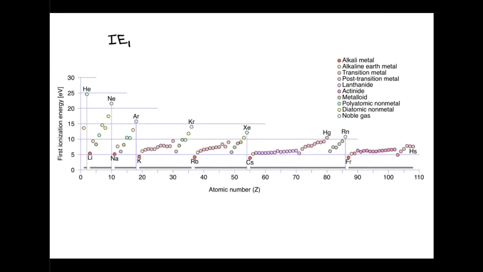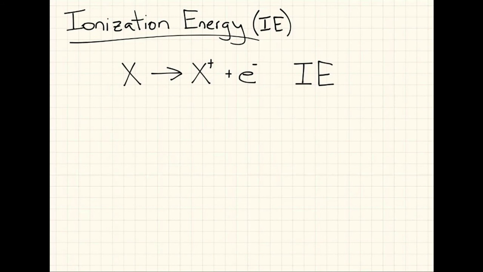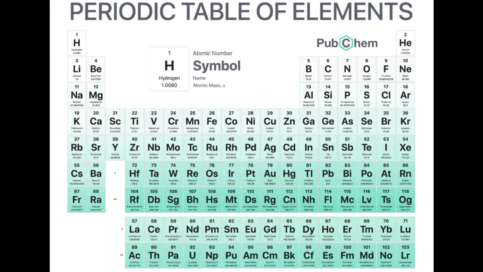Now remember, we said that the trend in first ionization energy, which we defined just a moment ago, is that we should expect a higher first ionization energy as we go left to right on the periodic table.